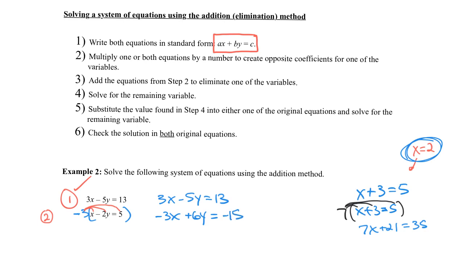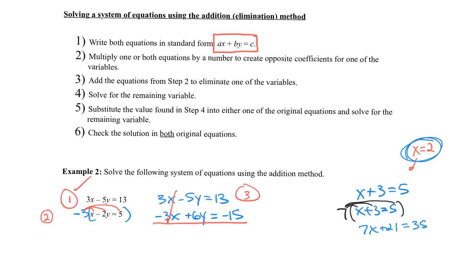And now we're going to do step 3. Step 3 says add the equations from step 2 to eliminate one of the variables. Okay, so here we go. We're going to add these together, and we're going to eliminate one of the variables. We know that because we purposely picked -3. Purposely picked it because we wanted the x's to cancel out. That's why, for step 2, multiply one or both equations by a number to create opposite coefficients. Opposite coefficients, you got them. Remember, the coefficients are just the numbers in front of the variables. And these are opposite. 3 is the opposite of -3. So we do that because when we add, these are going to cancel.